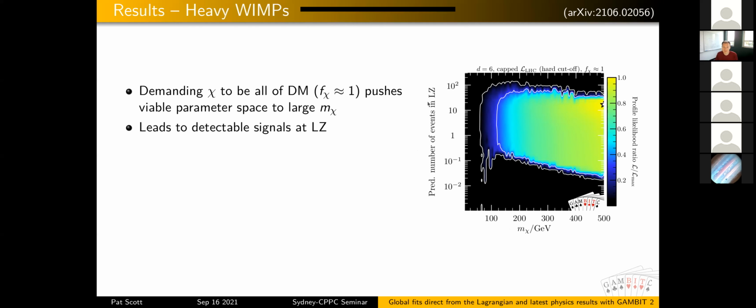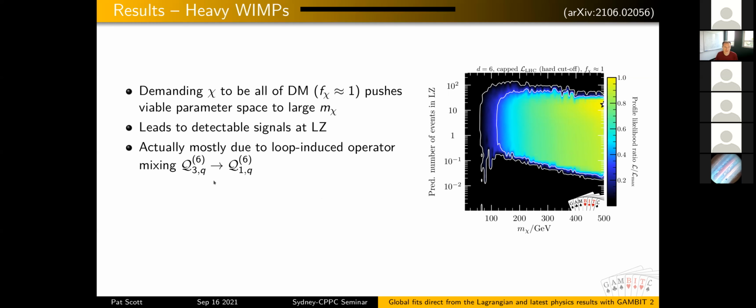So here we've got the predicted number of events at LZ with this requirement that chi is all of dark matter. And you can see that for just about all of the 95% preferred parameter space, up to a few hundred GeV, you would get at least 0.1 predicted events in LZ, and in a lot of cases more than 10 events. That's very promising, and it's also interesting theoretically, because this mostly happens due to loop-induced operator mixing.